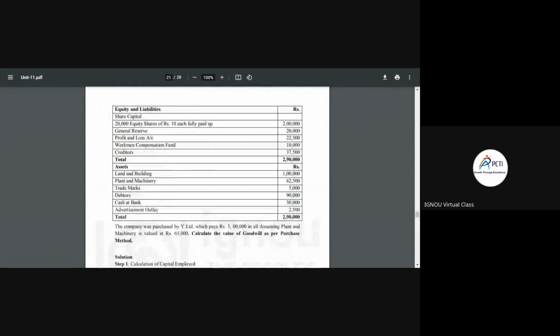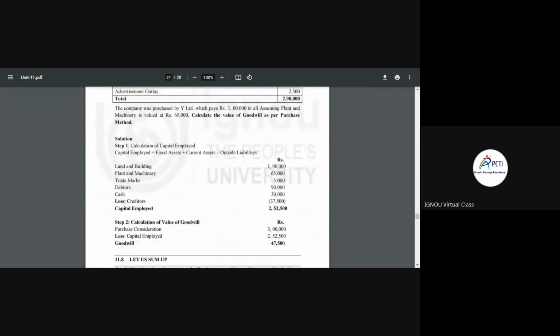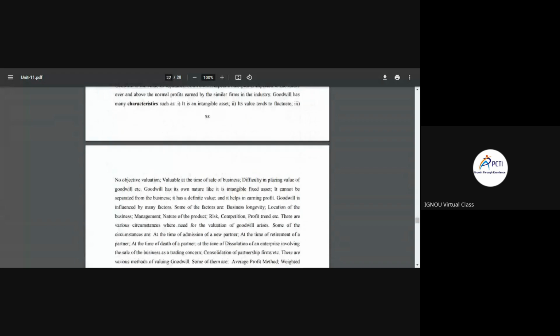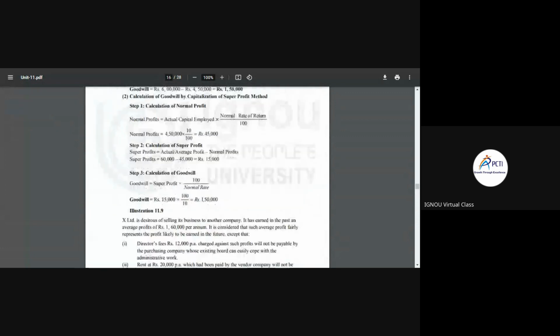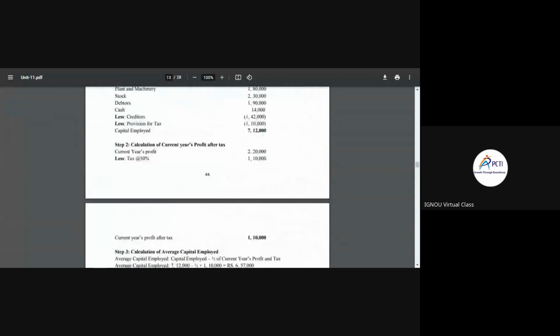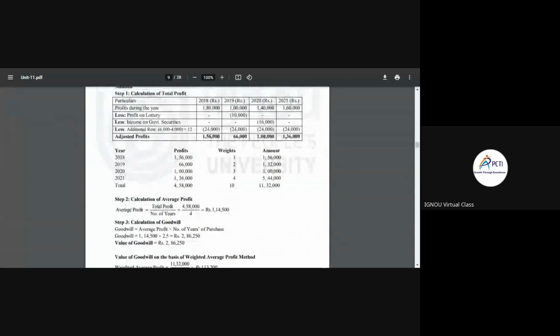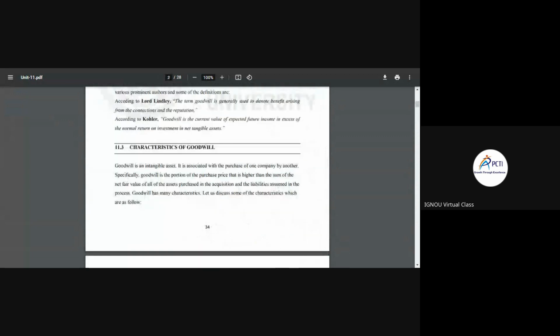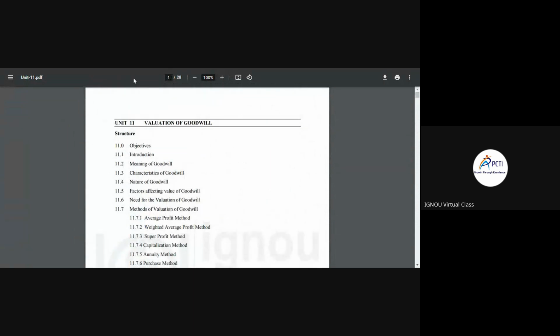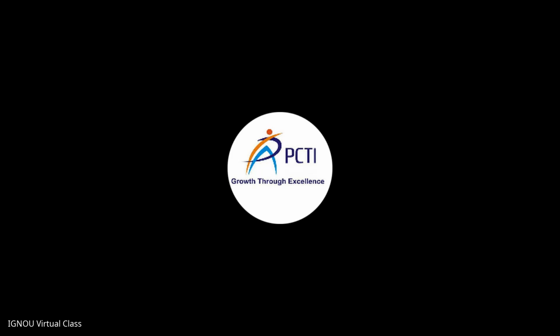We have a question also with a balance sheet. So basically, this is your unit 11 of block 3. These questions you need to discuss or practice at your home. So today we discussed two units of block 3, that is unit 10 and unit 11.